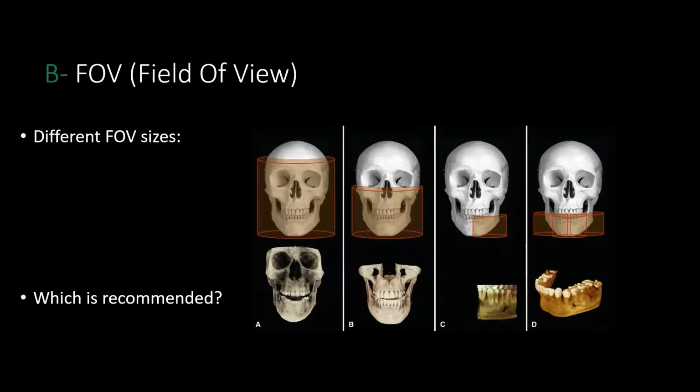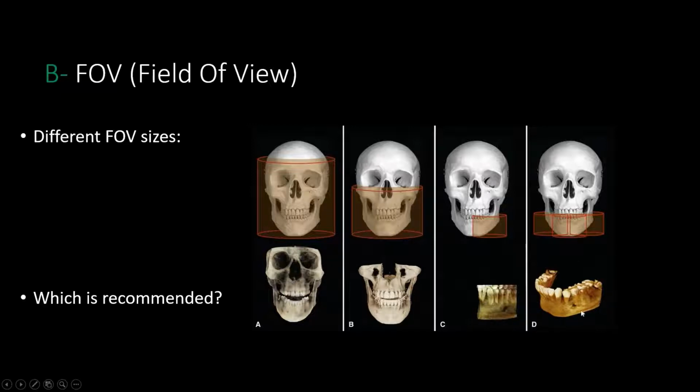Field of view. Now, in the picture that we have in front of us, we have multiple sizes of CBCTs. So which one is the one that you need to use for guided surgery? Number A is a full face CBCT. B is a full maxilla and mandible CBCT, so it's a dual arch CBCT. C is a quadrant CBCT, and D is a full arch mandible CBCT. Well, if you're planning on doing guided surgery, the minimum requirement will be D.